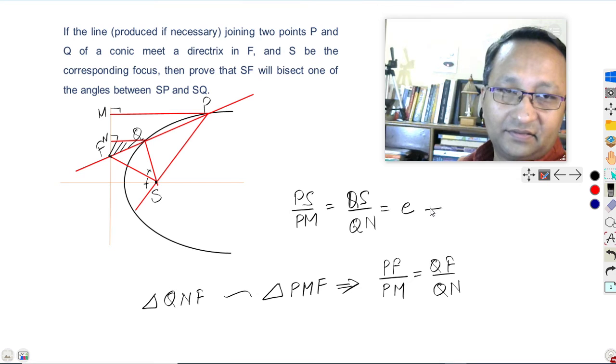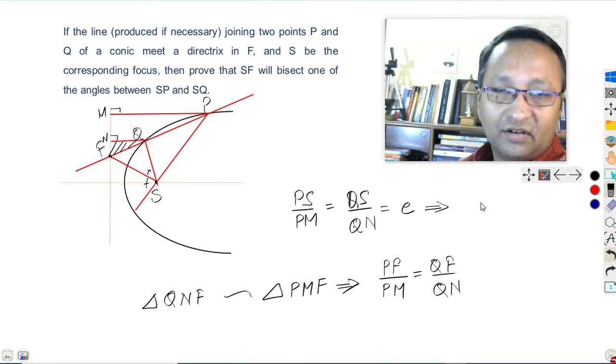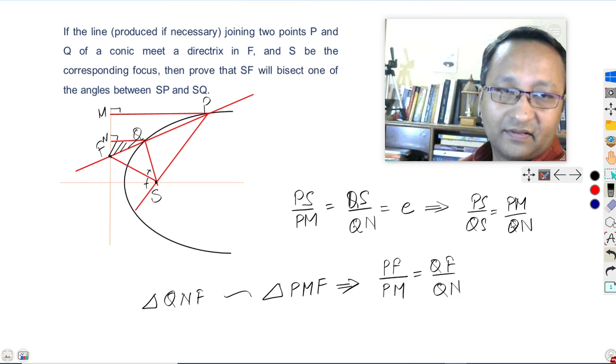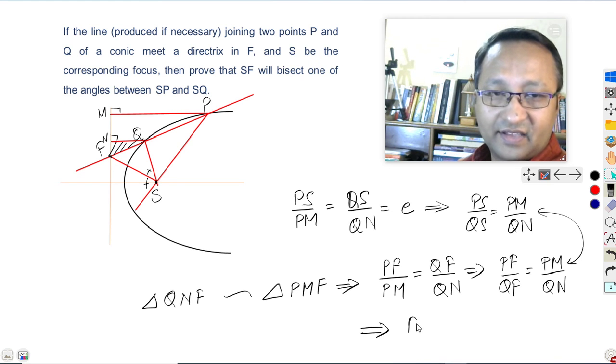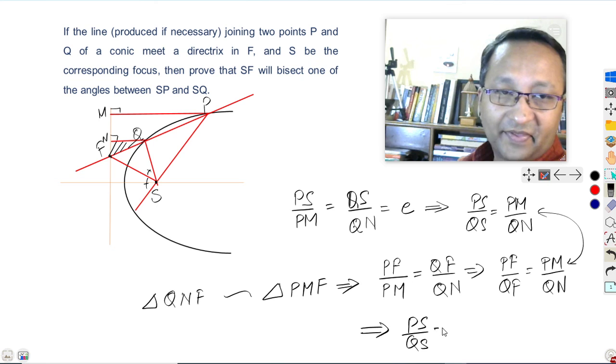Now if I rearrange the first equation that we got, then I get PS upon QS is equal to PM upon QN. I just swap this cross multiplication. Likewise, if I do here, I get PF upon QF is equal to PM upon QN, and then I see that PM and QN are the connecting link ratio in both of them. So this implies that PS upon QS is equal to PF upon QF.